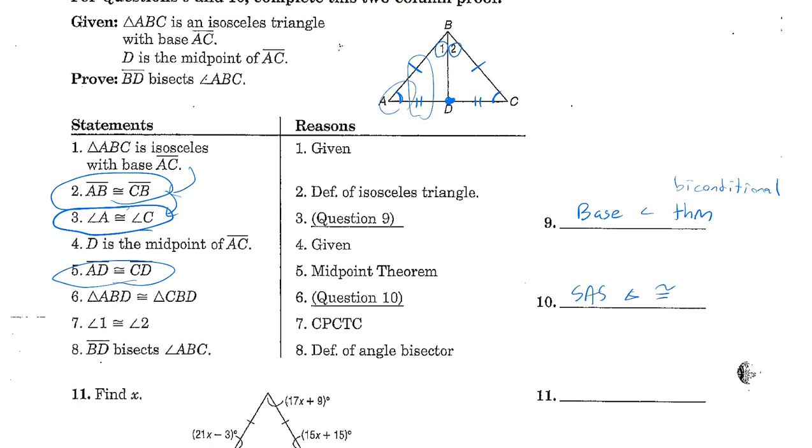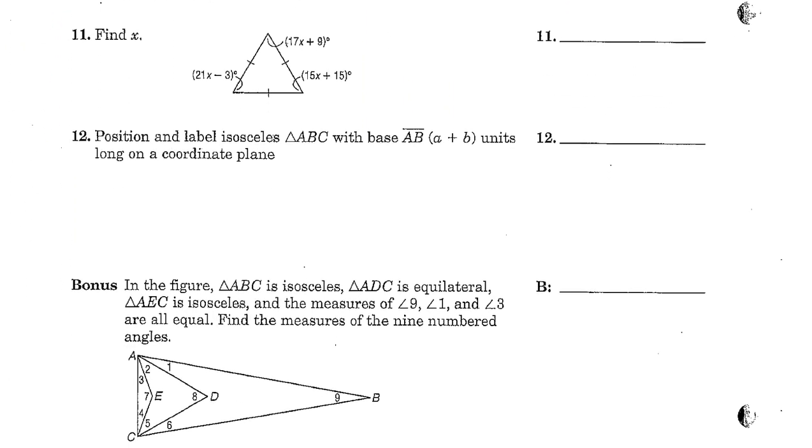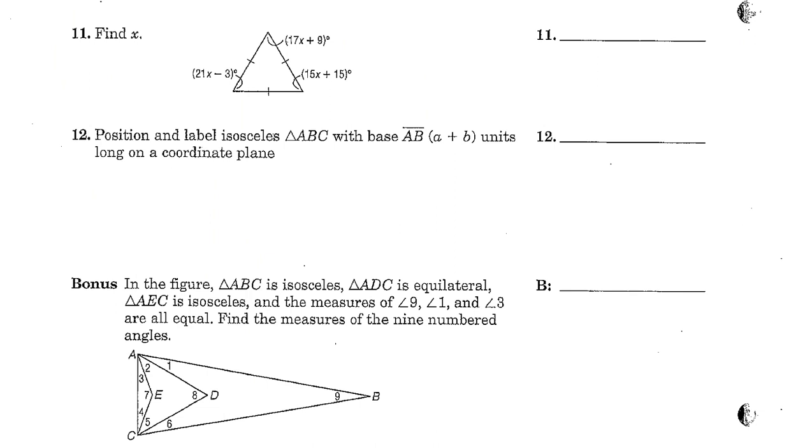Now, could you have used something else? Yes, but you would have had to add more steps before this. Okay. And then we know the triangles are congruent. So CPCTC, these angles are the same. And then definition of bisector. Great. Okay, find X. Well, you could say all of these add up to 180.